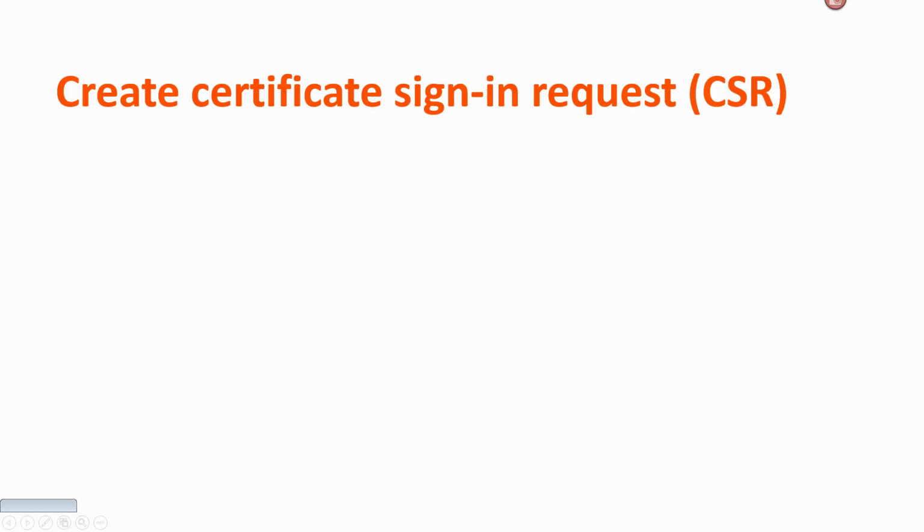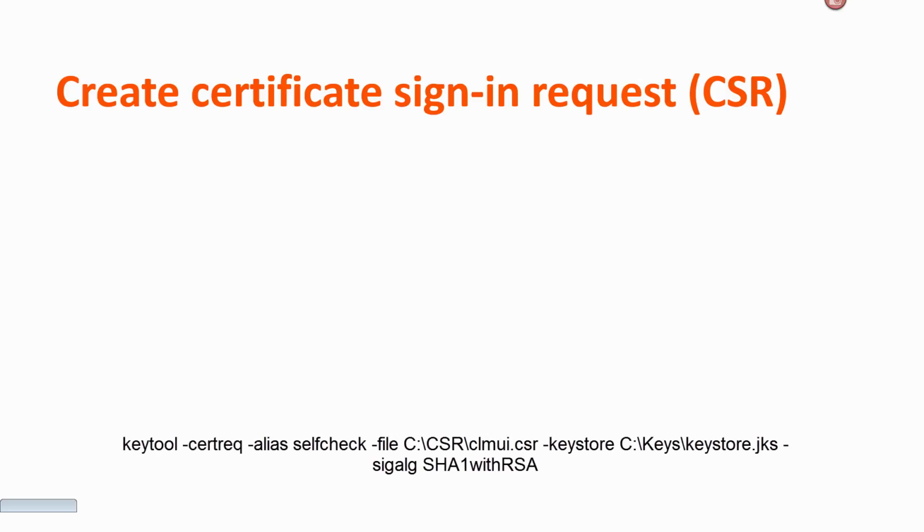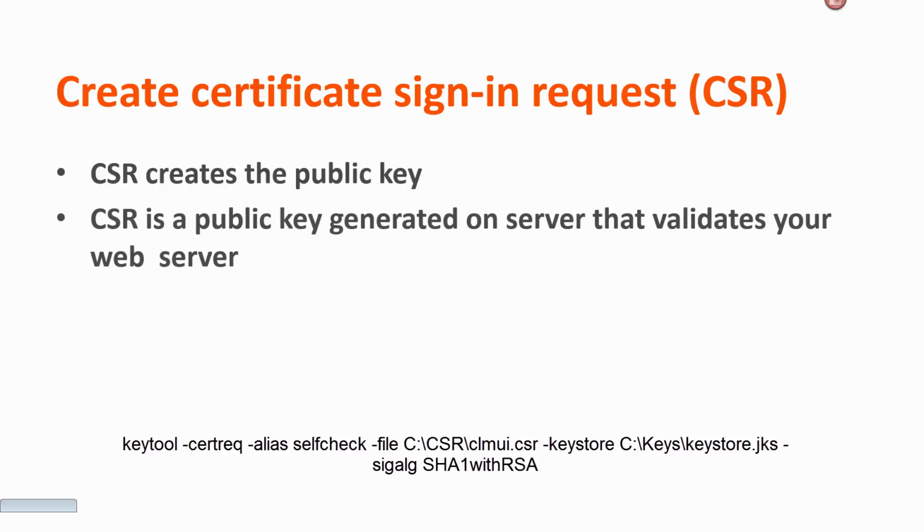The next important step is to create the certificate signing request, or a CSR. What we're doing here is creating the second half of the key pair, that is, the public key. A CSR is basically a public key that we generate on our server that validates the computer-specific information about your web server and your organization when you create the certificate.